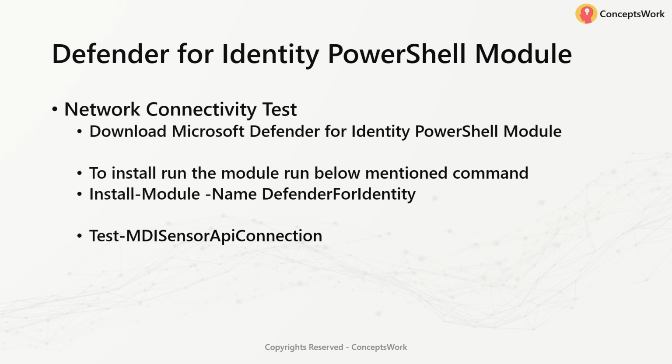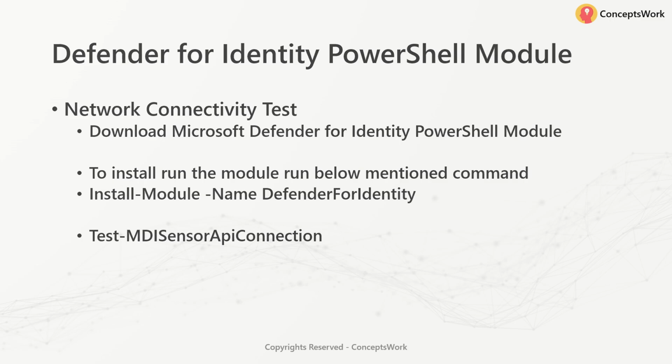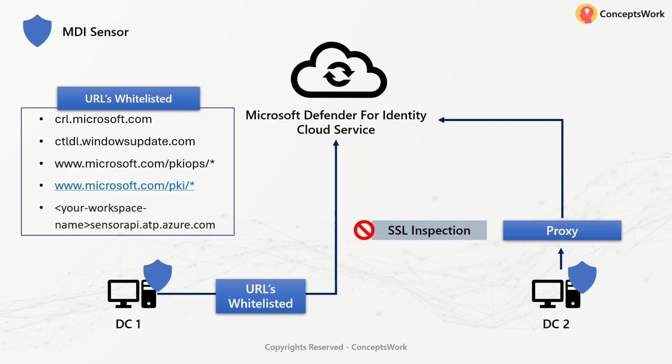So just for your information, on this particular server, where we will be installing the MDI sensor, I have already downloaded and installed the specific module. Now, the next aspect, which is more related to network, nothing new. This is now the same with the majority of solutions which Microsoft has to offer: make sure that if the traffic is routed through a proxy server, SSL inspection should not be enabled.